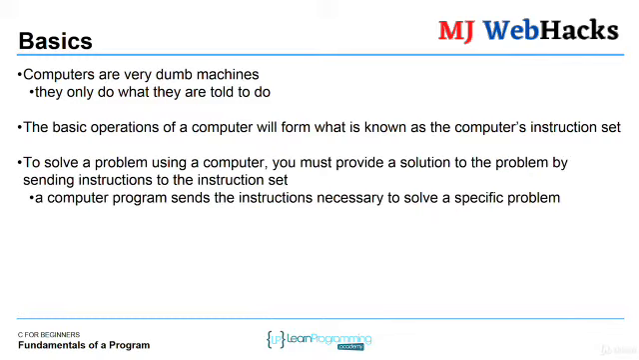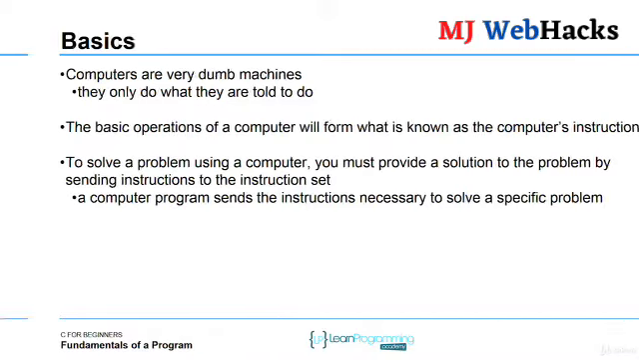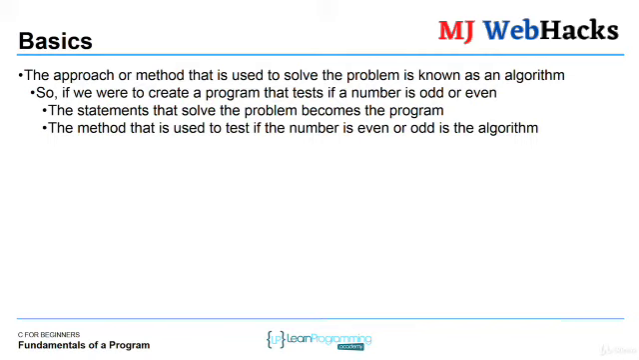So to solve a problem using a computer, by telling it what to do, you provide this solution by sending these instructions to the instruction set. That's what's happening when you write a computer program: you're sending specific instructions to solve a specific problem via commands to the CPU, the processor. And the approach or method that is used to solve the problem is known as an algorithm.